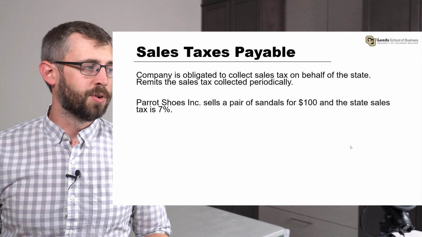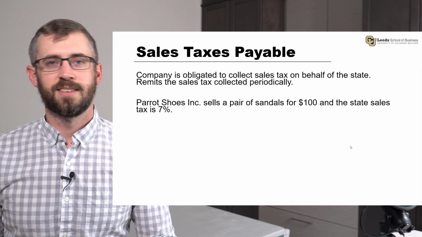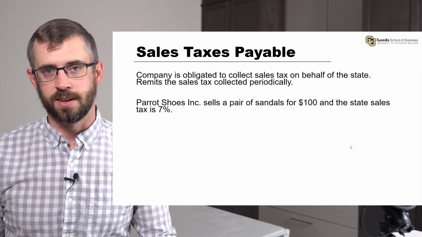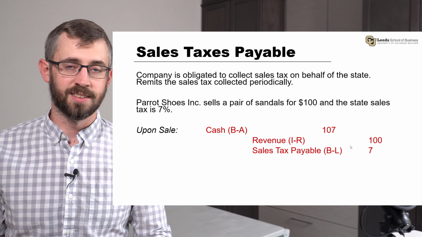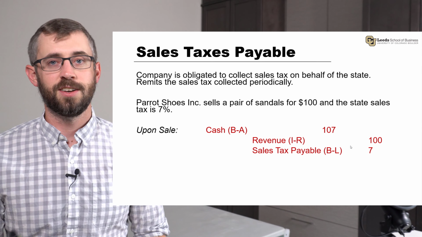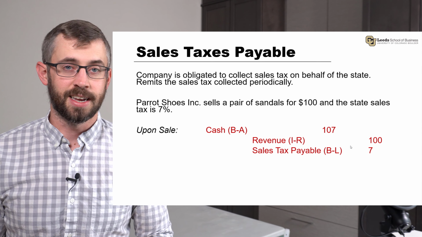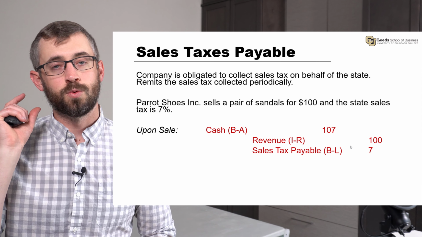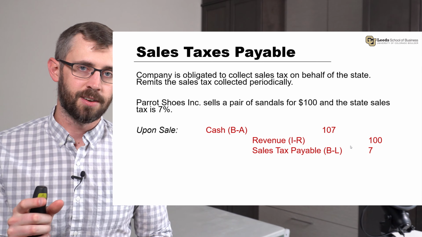And so the companies are the ones that have to collect this and remit it to the state. And so a simple example here, let's say we have Parrot shoes and they sell a pair of sandals for $100 and sales tax in the state is 7%. Well, as you know, you as the customer, you're going to have to pay the full $107. You're going to pay the sales price and you're going to pay the sales tax. So Parrot shoes is going to collect $107 in cash. But the actual revenue they receive on this is only the $100 sales price for the sandal.